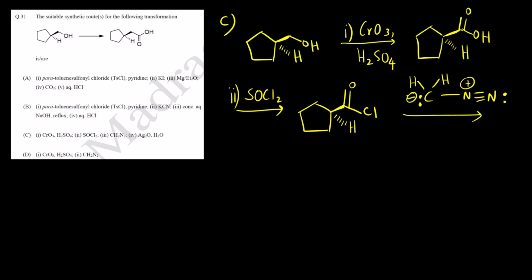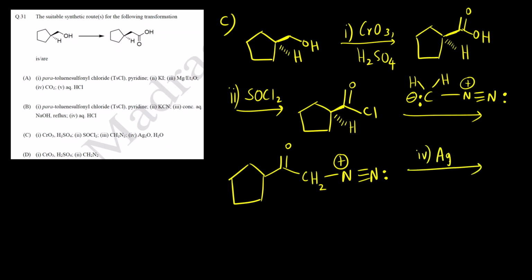So what will happen is this diazomethane will attack here. This will open up, we'll get O minus, and then that O minus will come back and Cl will be removed. So what we will get is C double bond O, CH2, N triple bond N plus and a lone pair. Then what is the next step?